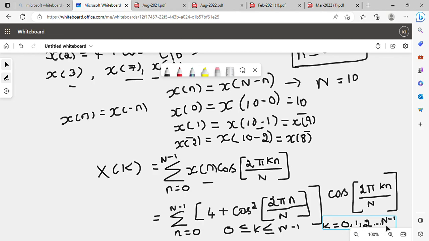So this is the resultant you get. Here you got to know only one thing, that you have your x of n as real and even, right? Your x of n is real and even, so therefore you are going to write the DFT for such a sequence. So the DFT for a sequence which is real and even is this particular one, and for this you are going to substitute your x of n, right?